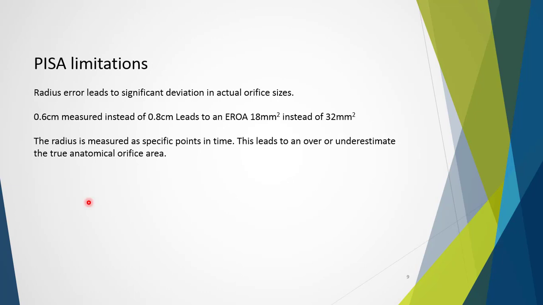The radius is measured at specific points in time, such as early diastolic filling for the mitral valve or early diastole for aortic regurgitation. An effective orifice estimate is made with the flow at that point in time. This will over or underestimate the true anatomical orifice area.